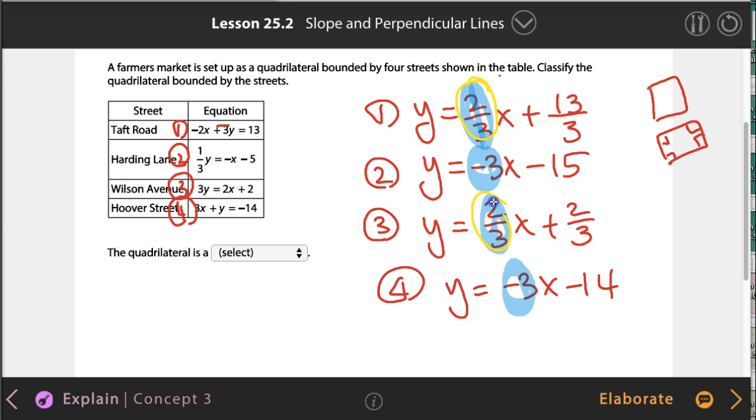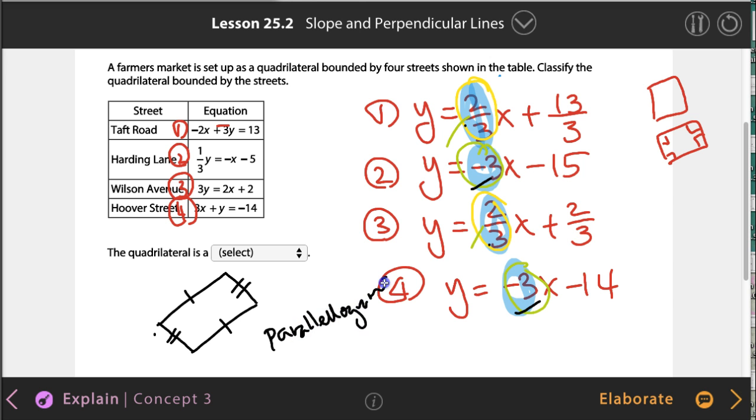Ha! The 2 over 3, these two are the same. And then these two are the same, negative 3 and negative 3. You know what that means? Remember, same slope are what kind of lines? Yes, they're parallel lines, okay? So we basically have two lines going this way with slope 2 over 3, and then we have another set of parallel lines that go that way with the slope negative 3, right? So if we have two opposite sides that are parallel, what are they called? Yeah, they're called parallelograms, right?